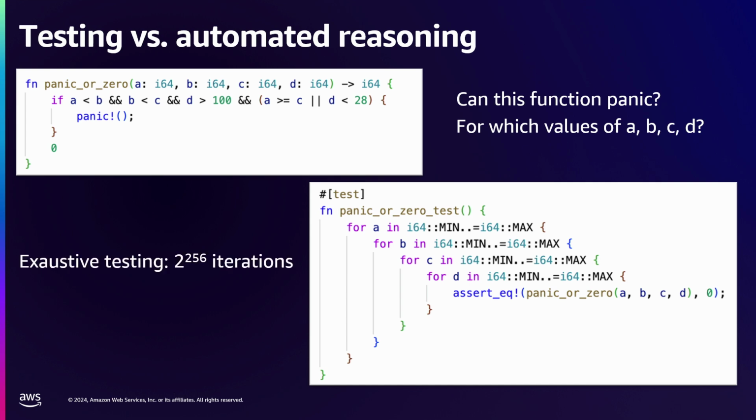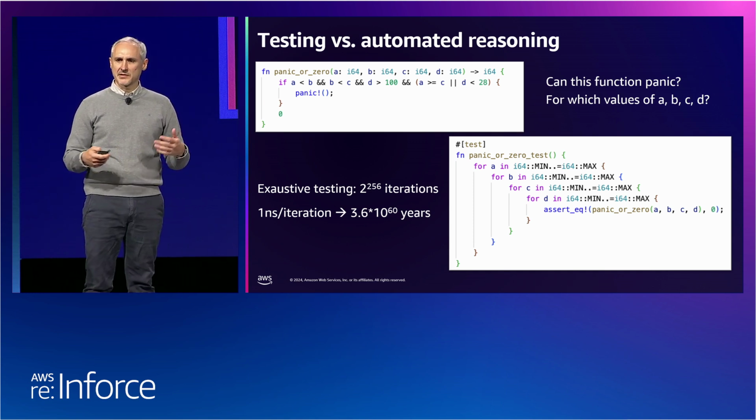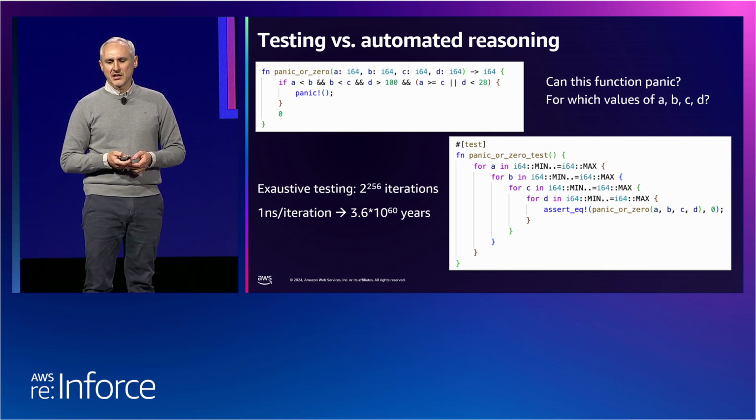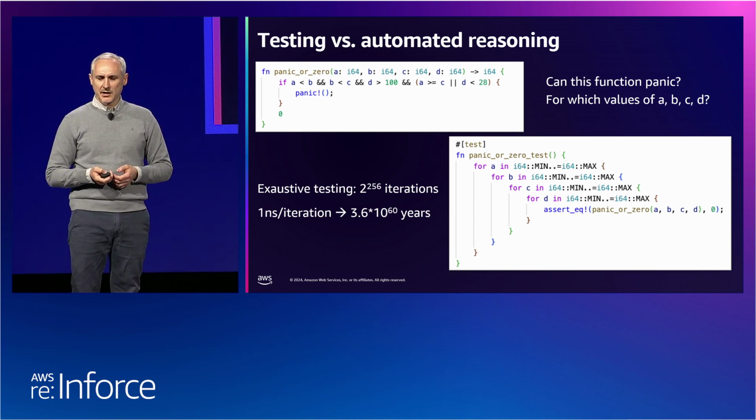Let's say I want to do this exhaustive testing. This would take me 2 to the 256 iterations of that inner loop. And even assuming I have a very powerful computer that does 1 iteration every nanosecond, it would take me 10 to the 60 years, which is much more than the lifetime of the universe, to actually exhaust that input range. So this is clearly not feasible. That's the problem we're faced with in software: most software is too complex to be exhaustively tested.